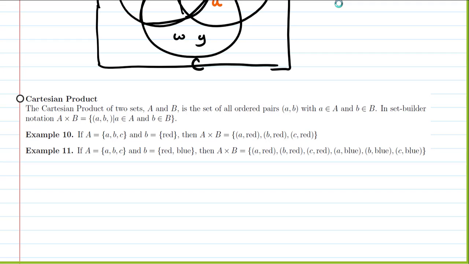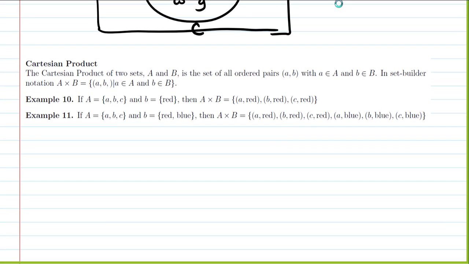So the Cartesian product of two sets, A and B, is the set of all ordered pairs, a comma b, where a is from the set A and b is from the set B. So in set builder notation, A cross B is the set of ordered pairs where a is in A and b is in B.